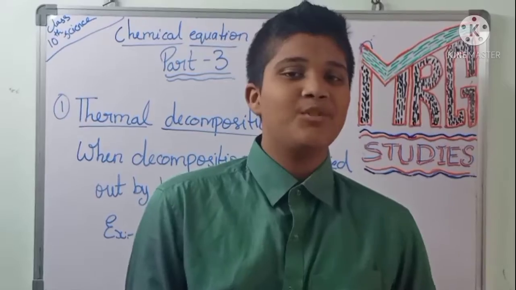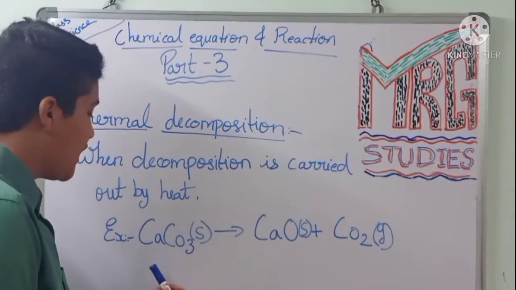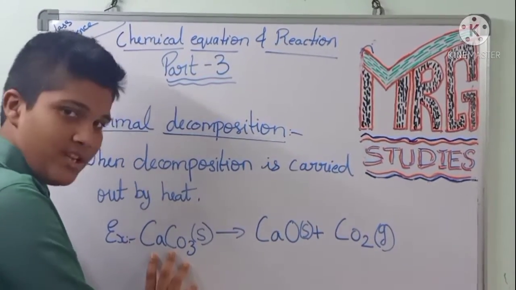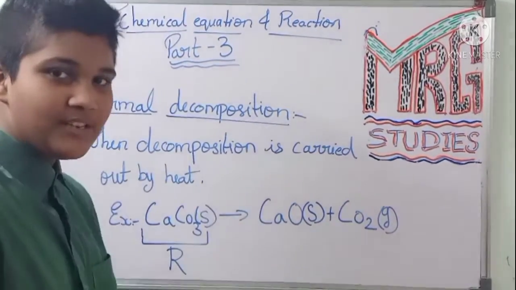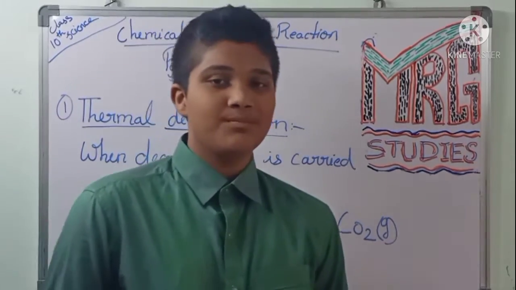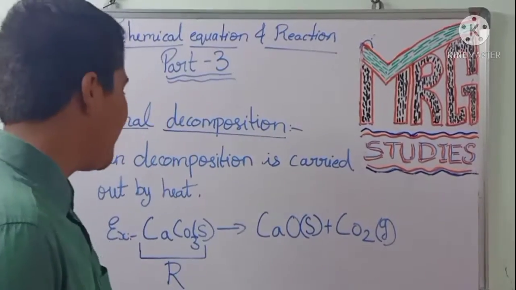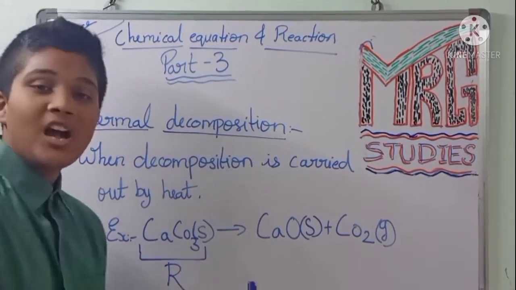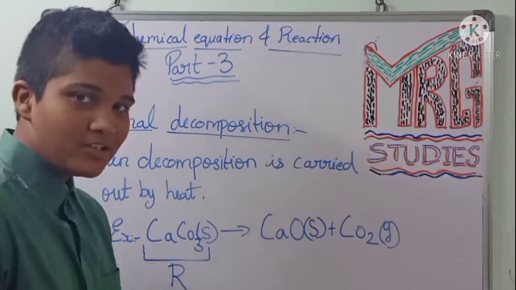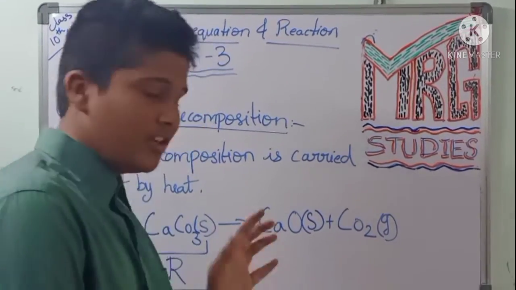Let's see an example here. Here we have calcium carbonate, CaCO3. This is a single reactant. I told you what a reactant is in part 1. If you didn't see the part 1 and part 2 videos, I will keep the links in the description, so go and see them. Okay friends, now let's get back into the topic. This calcium carbonate is a single reactant, and it is a solid.